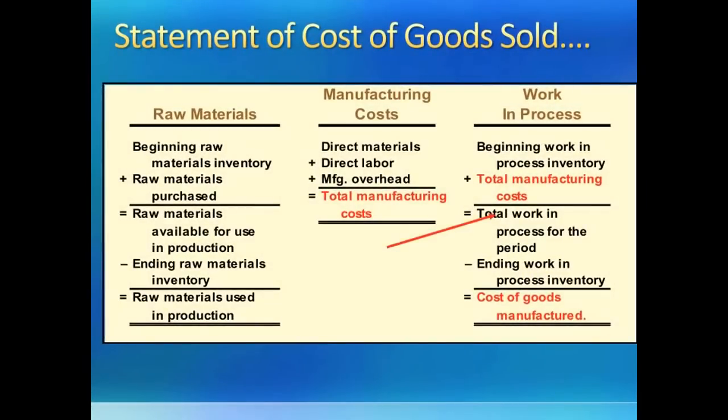Here, we carry over the total manufacturing cost to the work in process account, add beginning inventory to it, and get total work in process for the period. Once we subtract ending inventory from here, we can get cost of goods manufactured, which will be taken to finished goods inventory account.